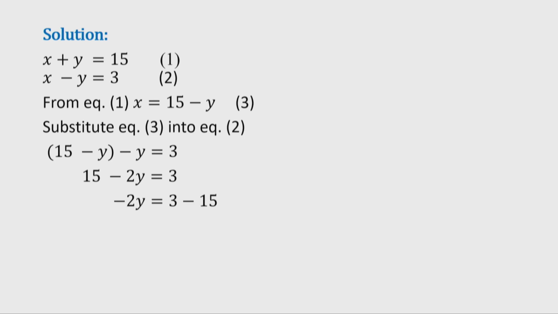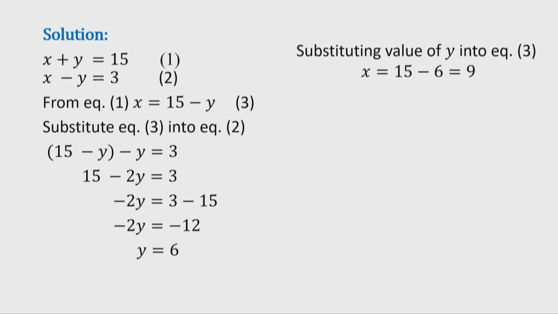Minus 2y will be equal to 3 minus 15, which is minus 12. y will be equal to 6. Remember, we are solving simultaneous equations and we will have two unknowns. So once I get the value of y, I need to find the value of x. So I substitute the value of y into equation 3. x will be equal to 15 minus y, that is 6, and x will be equal to 9.